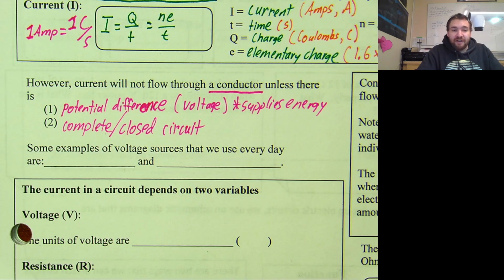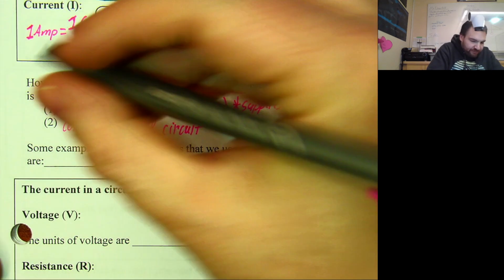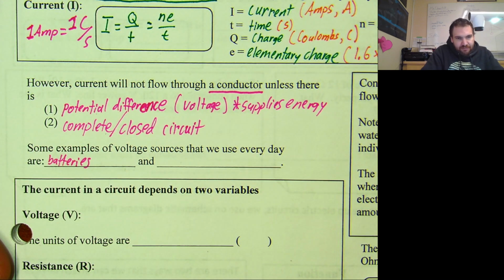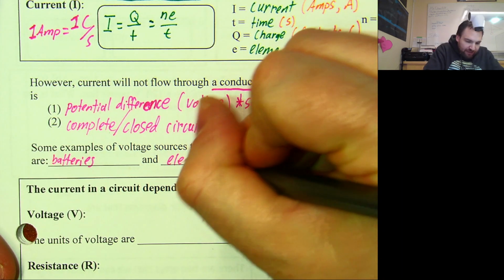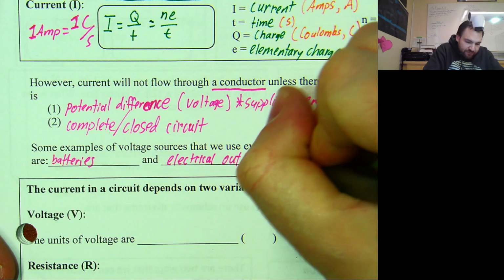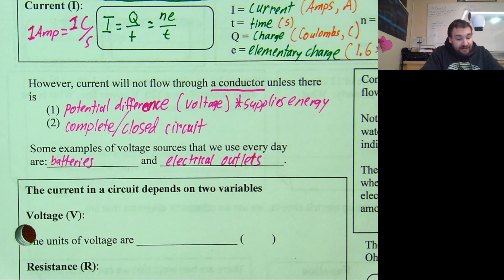Some examples of voltage sources that you use every day are batteries and electrical outlets. These are likely the only two things that you will use on a regular basis. Interestingly enough, they provide different kinds of energy. Does anyone know the difference between a battery and an electrical outlet, as opposed to the kind of energy they provide?